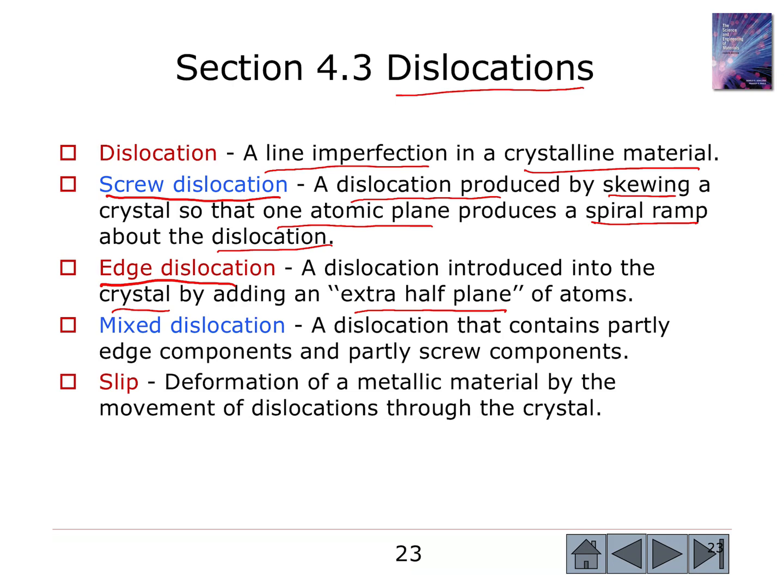What is slip? Slip is deformation of a metallic material by the movement of dislocations through the crystal. So slip is actually the movement of dislocations in a metallic material.